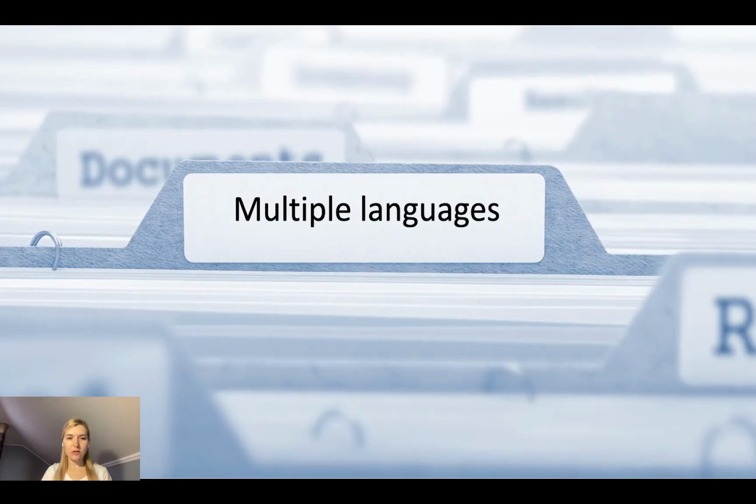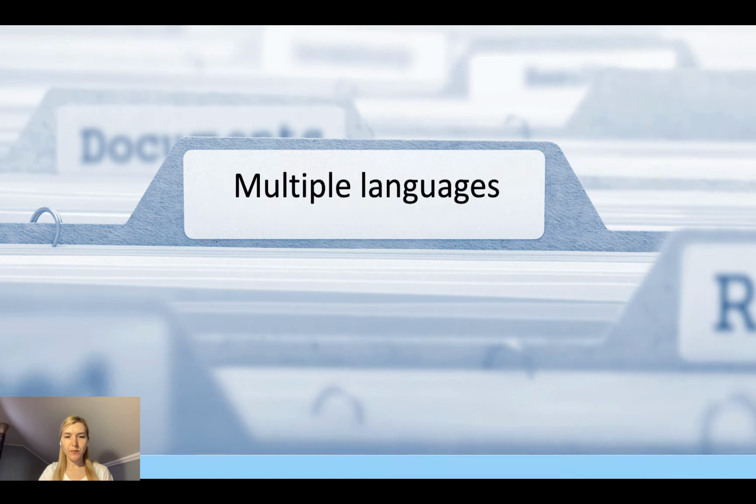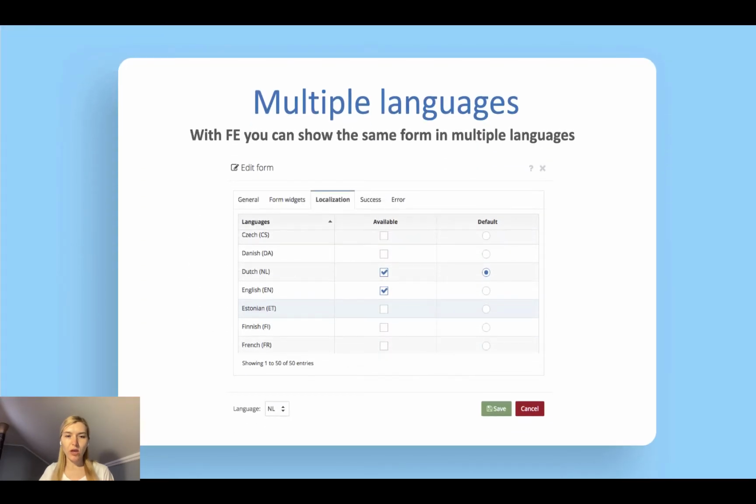This video is about multiple languages. We have such possibility to add several languages of the same form. For that, we need to use the Edit Form option and then go to the tab Localization. Here we have a lot of languages which can be used for our form.